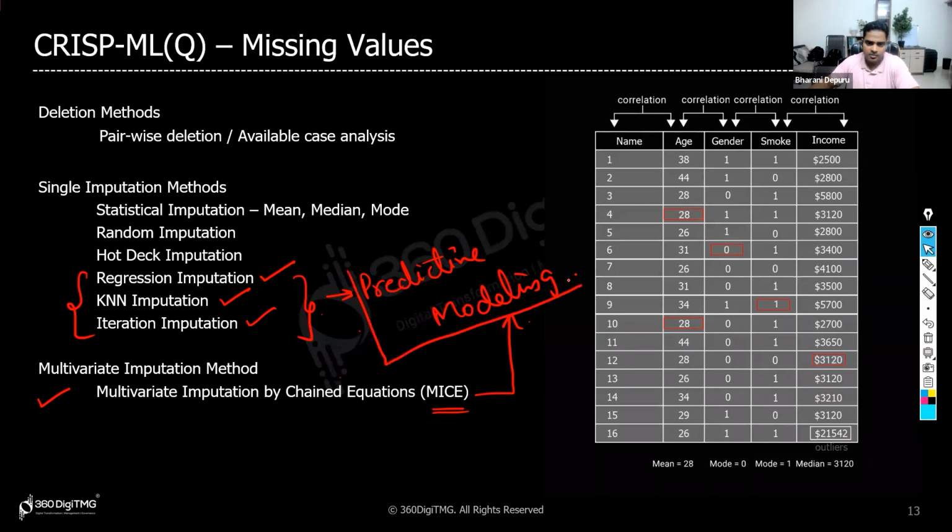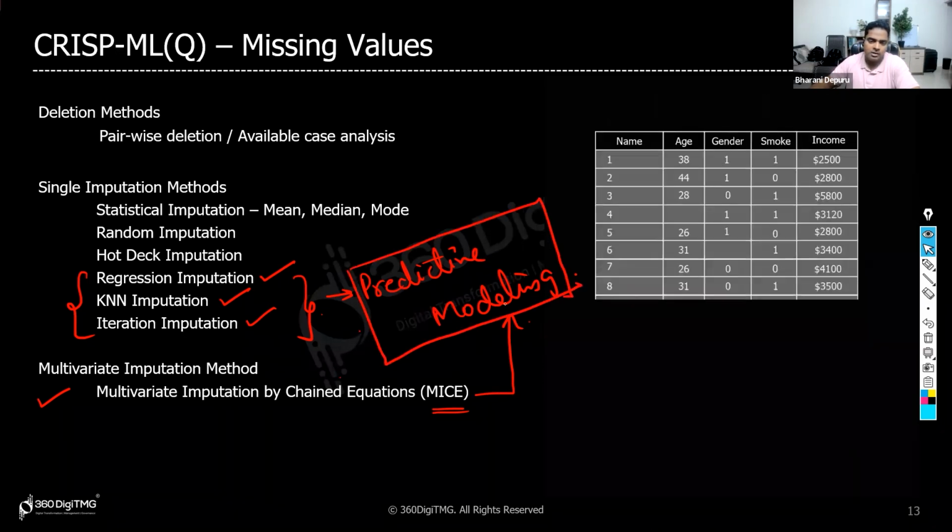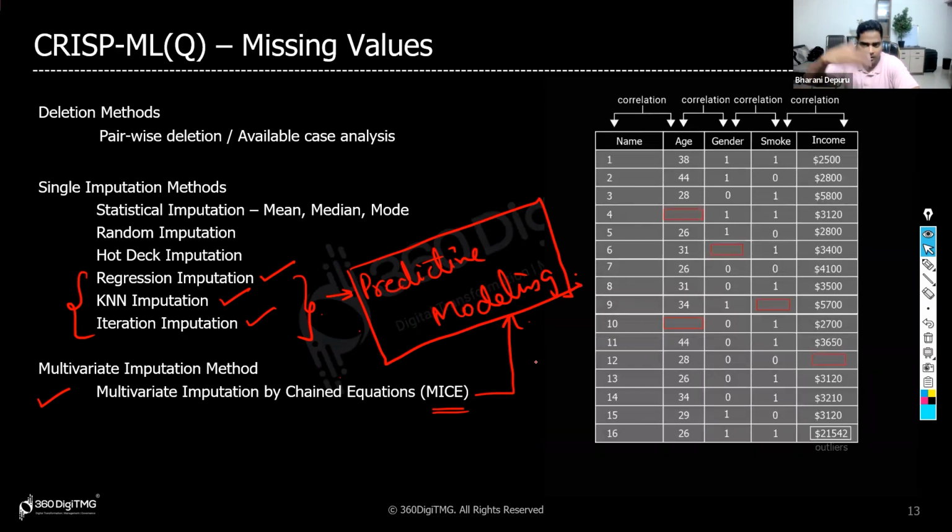So yes, a few of the techniques we will discuss once we get into the machine learning algorithms. So this is what we have with respect to missing values. So let me get into the theoretical aspects, and then let's run the code.